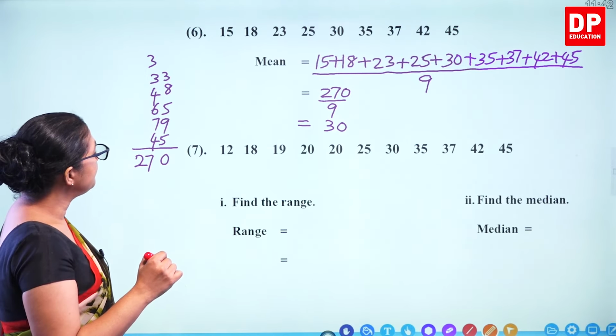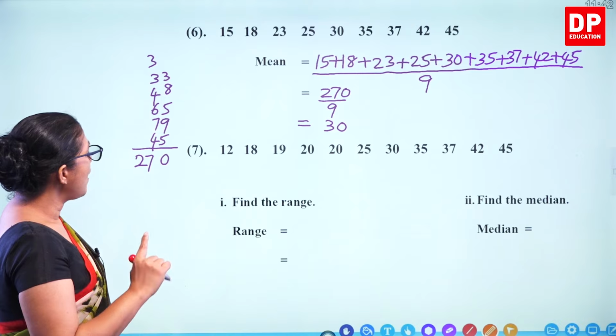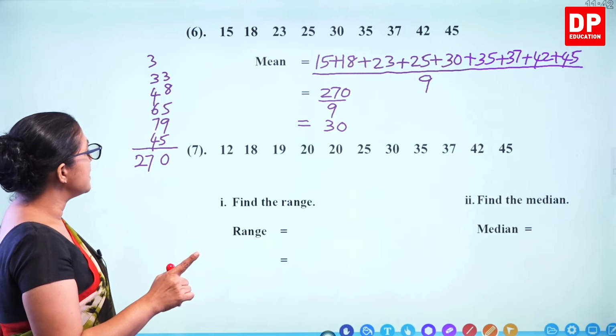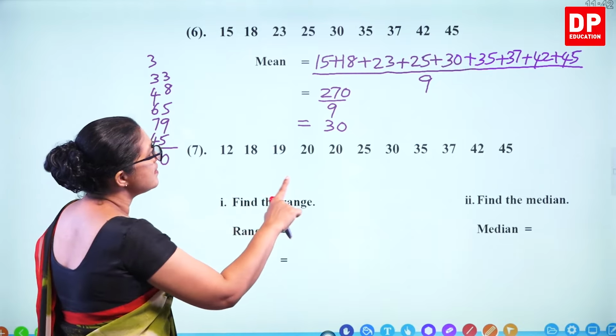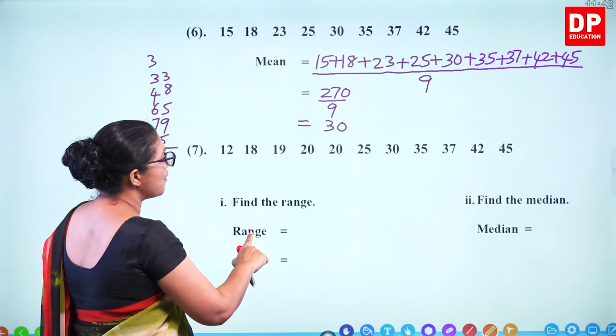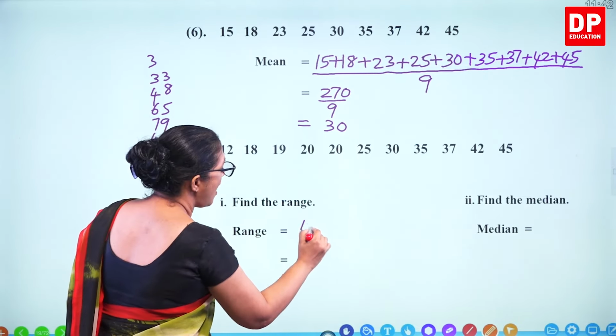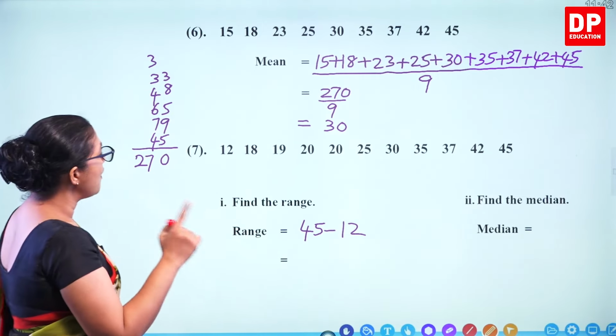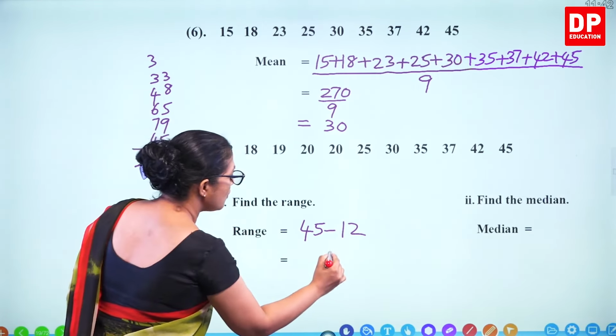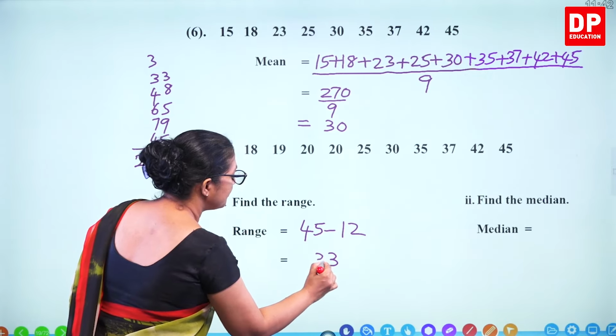Look at this one. Find the range and the median. How do you find out the range? This is in increasing order. So you can find the range. Take the highest value, subtract the lowest value. 45 minus 12. You get 33.